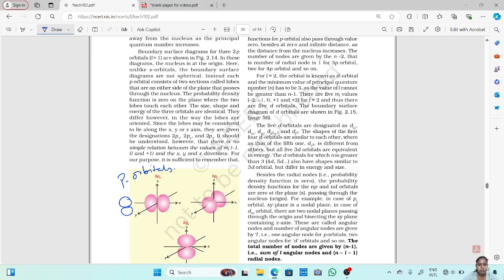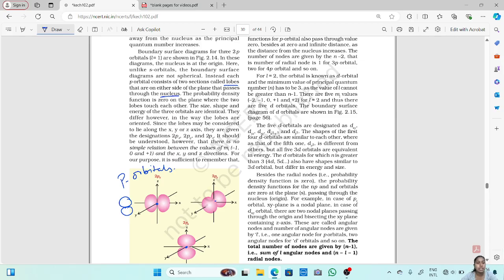The lobes are on either side of the plane that passes through the nucleus. Here at the center is the nucleus, and both the lobes pass through the nucleus. Both are present on either side of the plane, and this is the X, Y and Z plane. So both are present on either side of the plane passing through the nucleus.